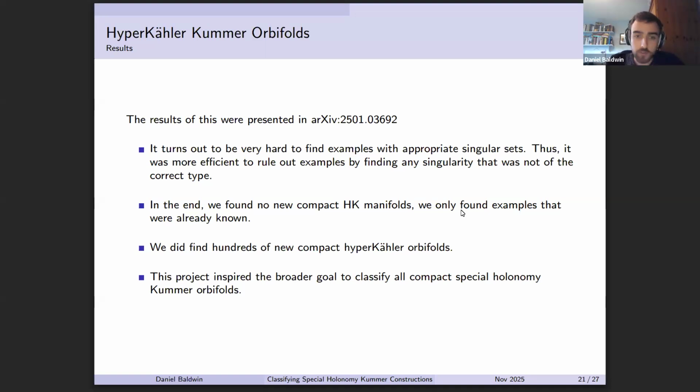But we did find hundreds of new compact hyperKähler orbifolds. This project inspired the broader goal that I've been discussing of classifying all compact special holonomy Kummer orbifolds. In particular, there are still many more hyperKähler Kummer orbifolds to classify in dimension 8. We only looked at those associated to the maximal torus of E8, so this is far from over. We might still yet find a new compact hyperKähler manifold, but it's definitely a hard problem.